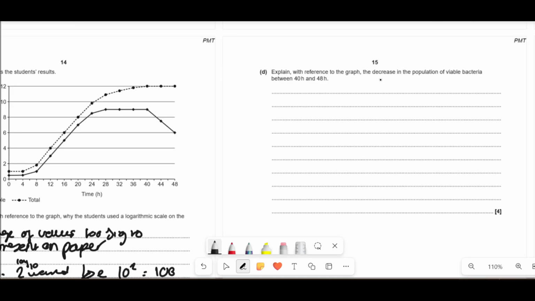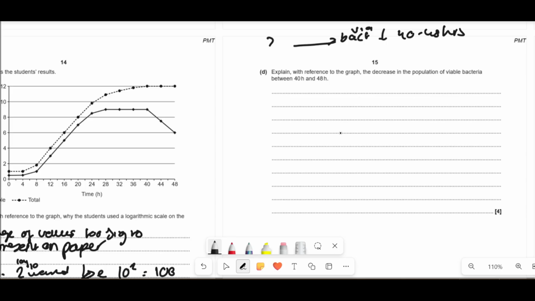It says, explain with reference to the graph the decrease in the population of viable bacteria between 40 and 48 hours. So again, it's just saying the viable bacteria decrease from 40 to 48 hours. We need to figure out the why, and then we need to explain the how. If we look at this graph, we can see that from 40 to 48 hours, we also just worked out, it's dropped pretty heftily. So we need to explain why. We need to think, why on earth are they dropping? There's nothing in there that's killing them or destroying them. They're just simply in a culture and now they're dying.